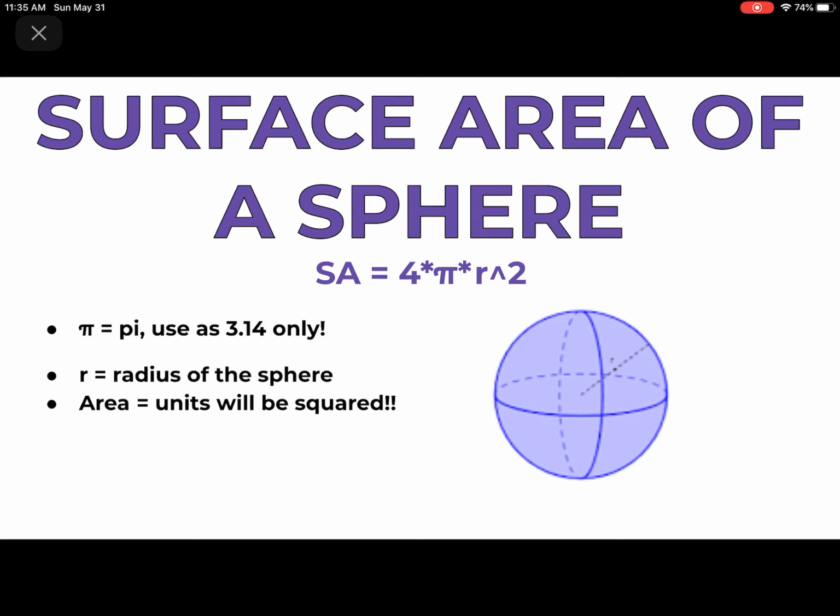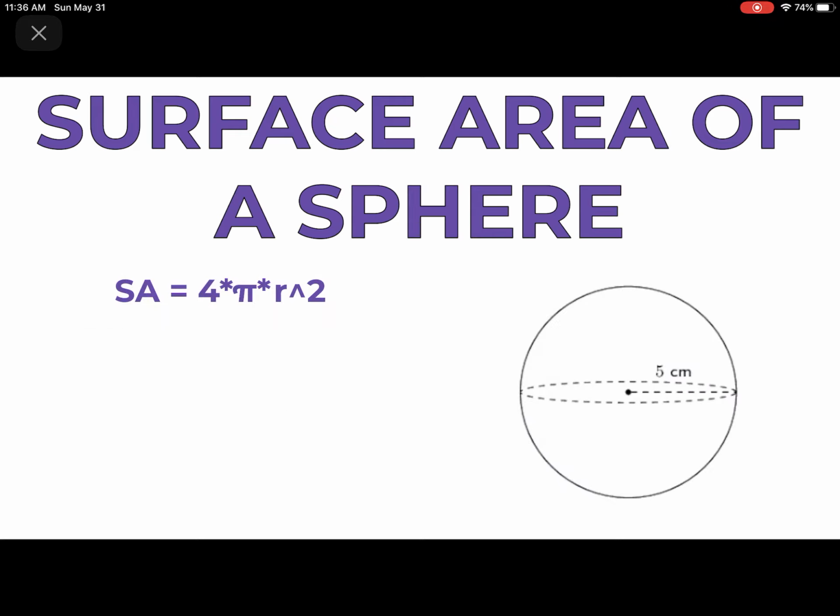The surface area I always label as SA. So SA equals 4 pi times r squared. For pi, we're only going to use 3.14. Don't use the pi button on your calculators. It just makes things more confusing. R is the radius of the sphere, as shown in this picture, and since this is a type of area, our units are going to be squared.